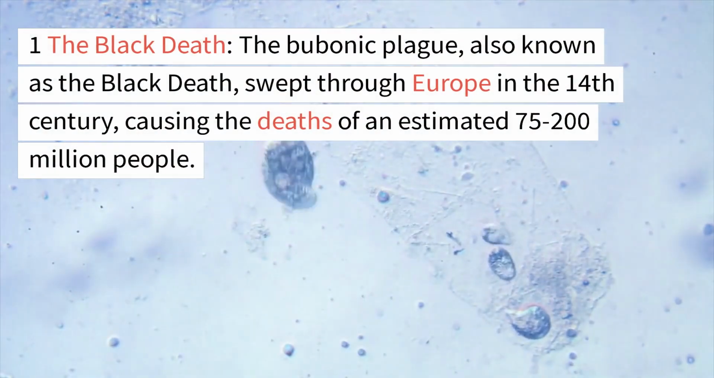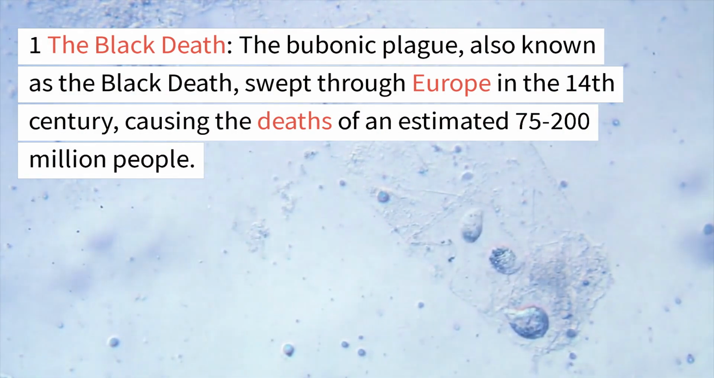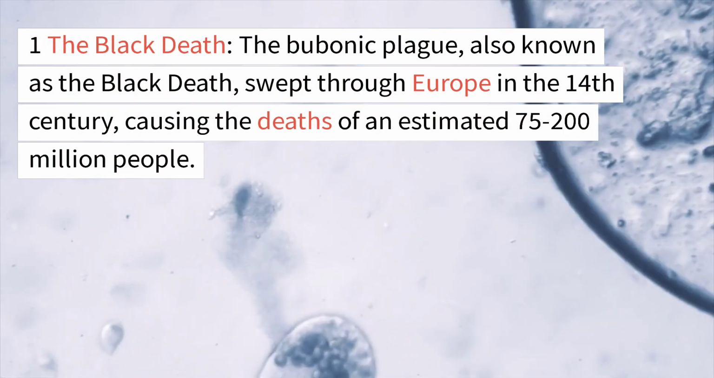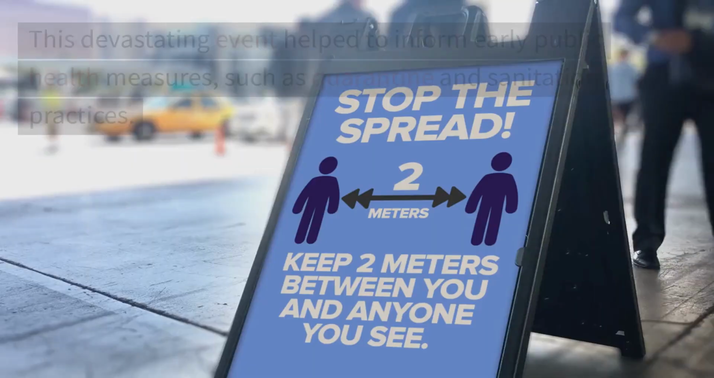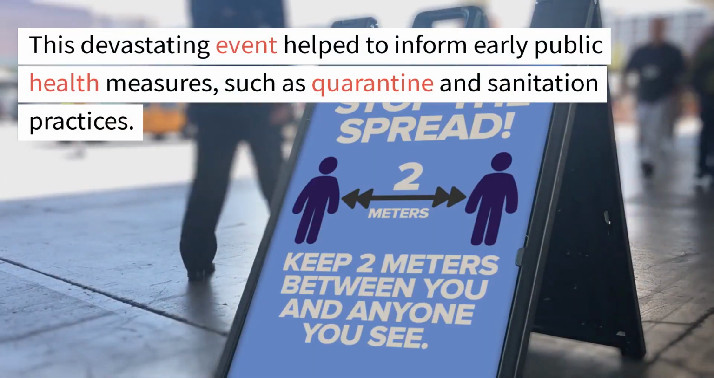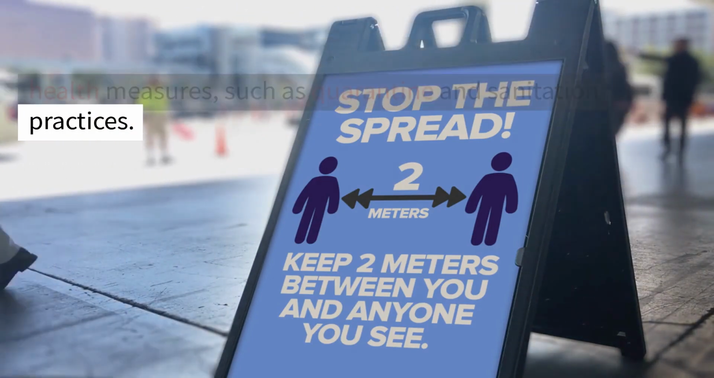1. The Black Death. The bubonic plague, also known as the Black Death, swept through Europe in the 14th century, causing the deaths of an estimated 75 to 200 million people. This devastating event helped to inform early public health measures, such as quarantine and sanitation practices.